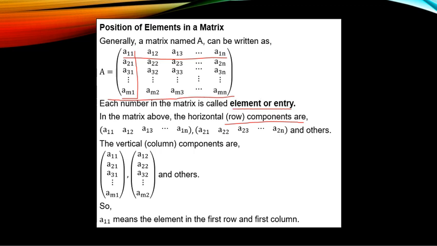Okay, after this, let's try to get the position of each element. Let's take element A sub 11, that is A subscript 11. This means the element in the first row. The first one means first row, and the second one means first column. So the element in the first row and first column, that is A sub 11, is the element in that position.